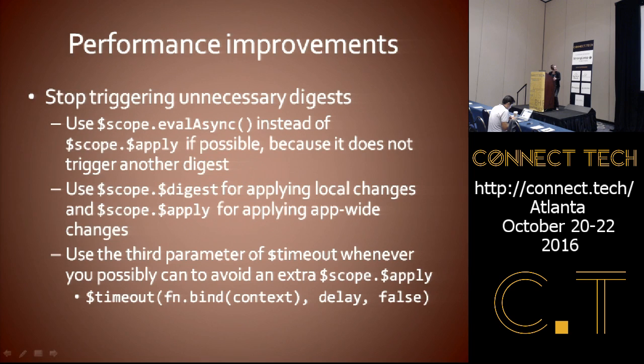And I use the third parameter of timeout whenever I possibly can, because I do not want to call scope apply any more times than I have to. If I'm using a timeout and I don't need scope to be applied at the end, I pass false. So you just do timeout, your function, your delay, and then false, just like that. And then it does not do scope apply.